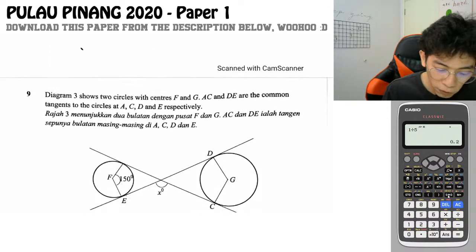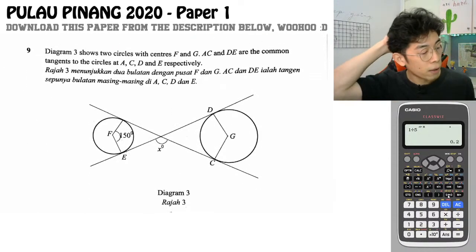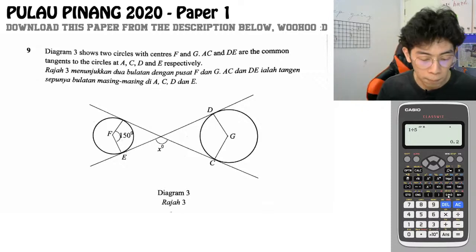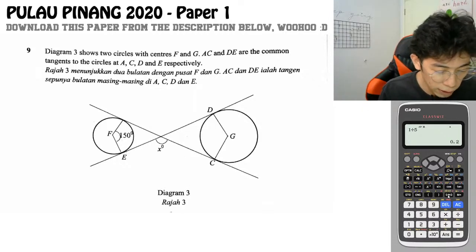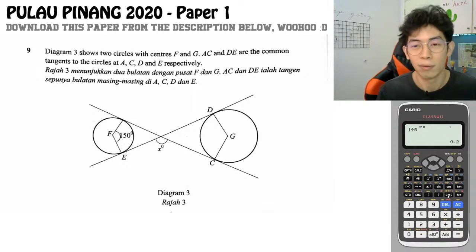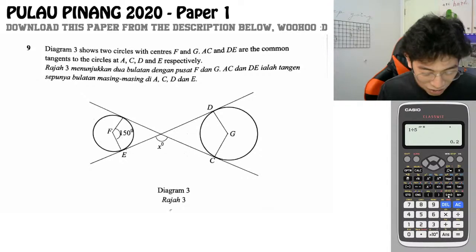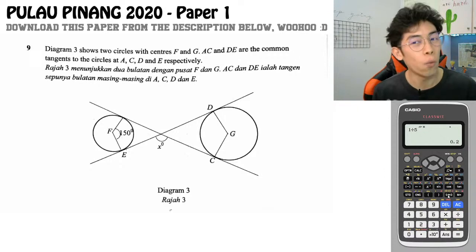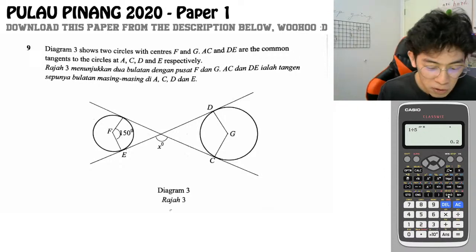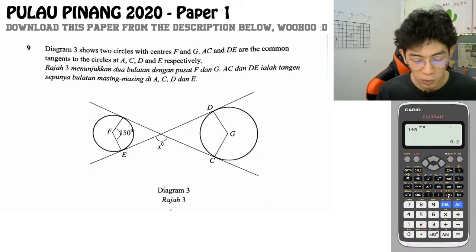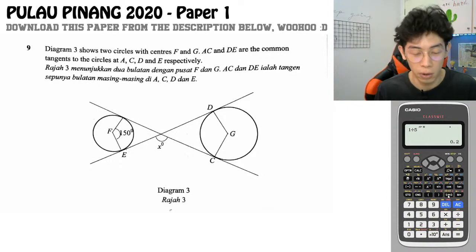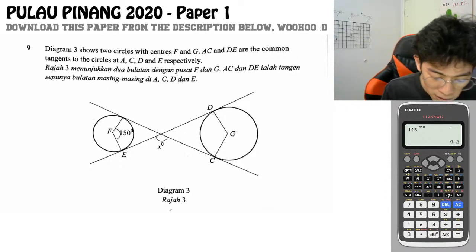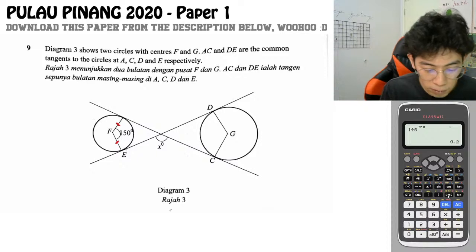Question 9 is one of the funnier ones. But I did say that the Penang paper is quite tough, right? But the front part is quite funny lah. Okay, look at question number 9. Normally when you see a common tangent, you will say something like, teacher, enlargement. Yes, you have enlargement. But the funny thing is, I'll just do some funny things.